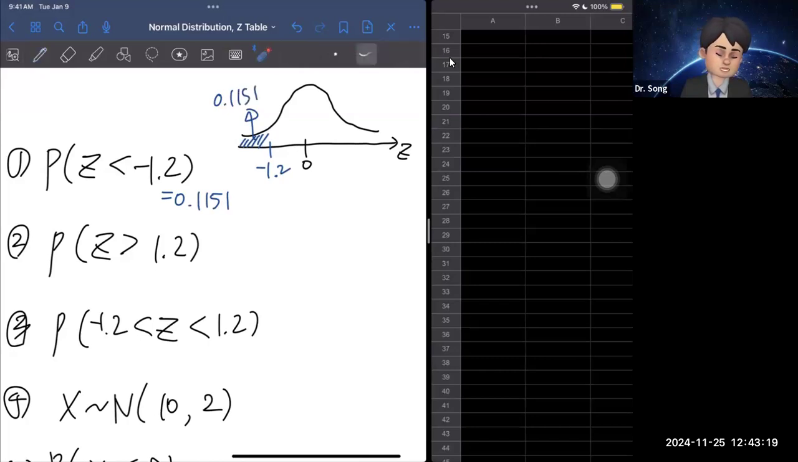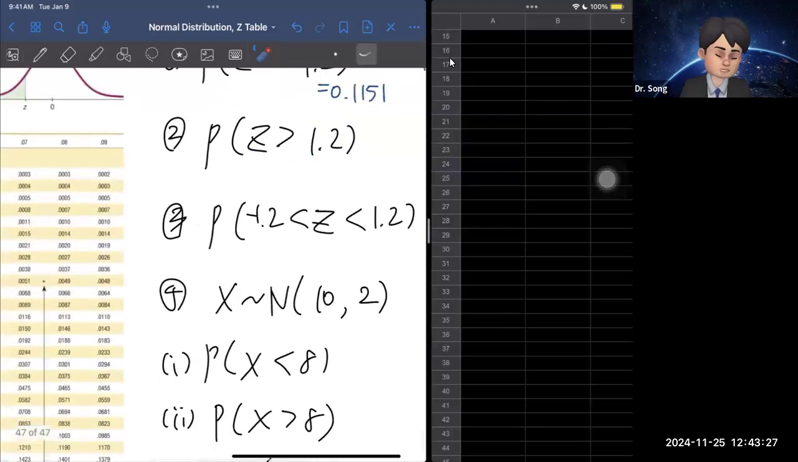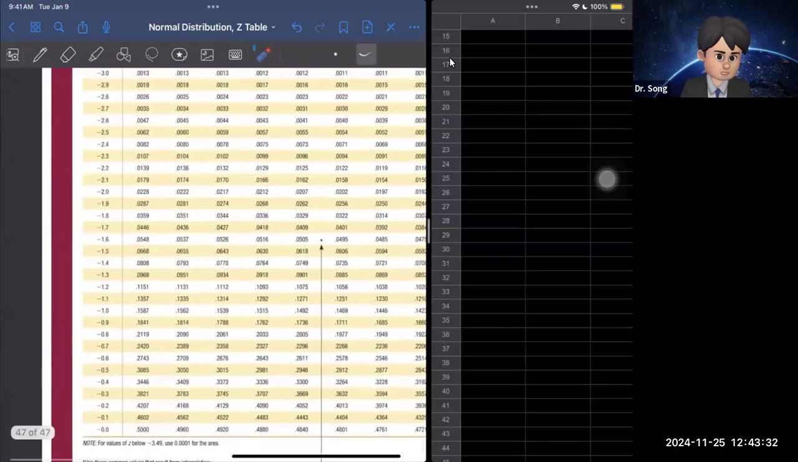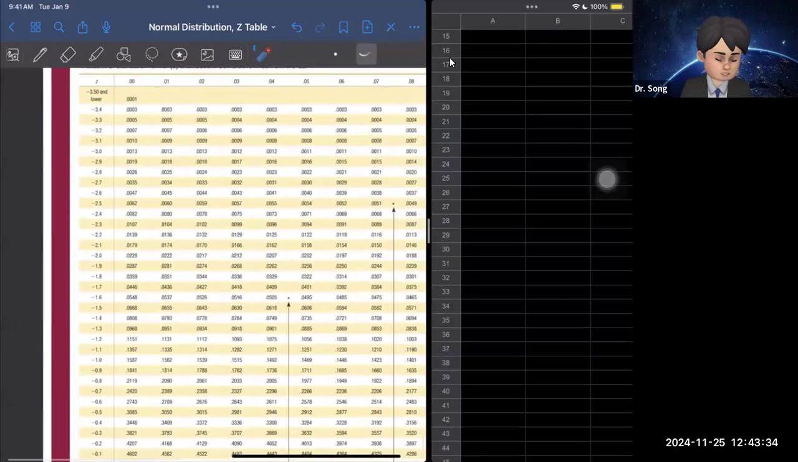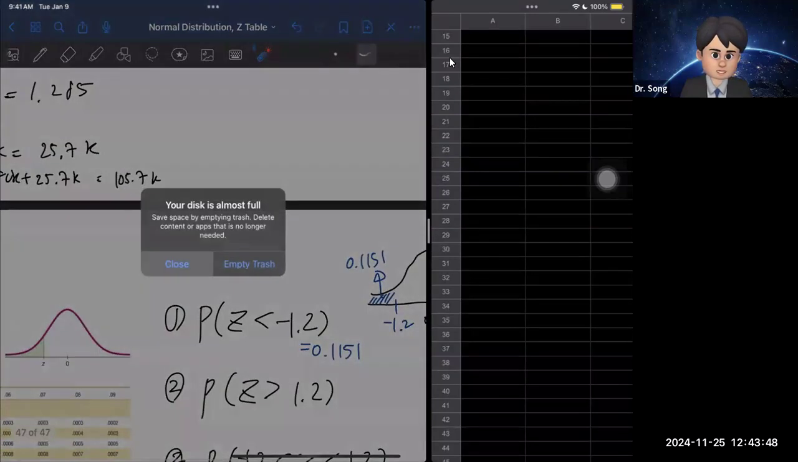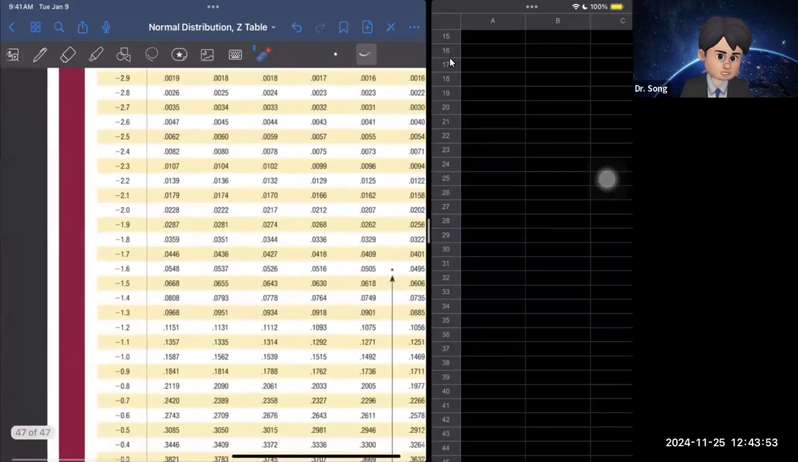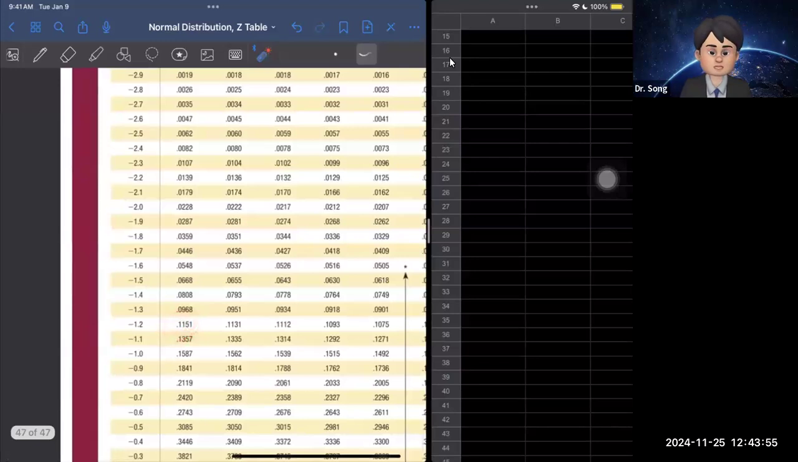Again, since the question asks you to find the probability Z is less than negative 1.2, I sketched the graph and this shaded area is the answer. I go to the table and I found the number for negative 1.20, that is 0.1151. But if the question asks you to find the probability for negative 1.23, then it's going to be a different number. But our question asks for Z less than negative 1.2, and that is this one, 0.1151.